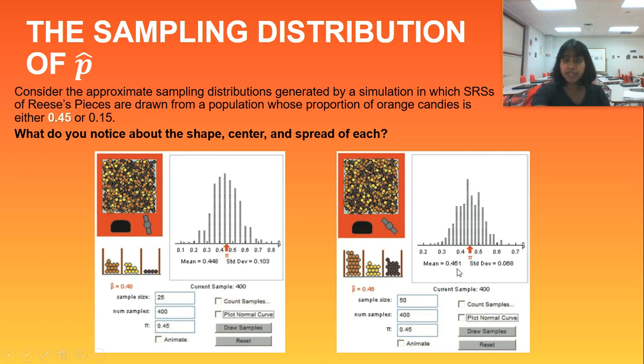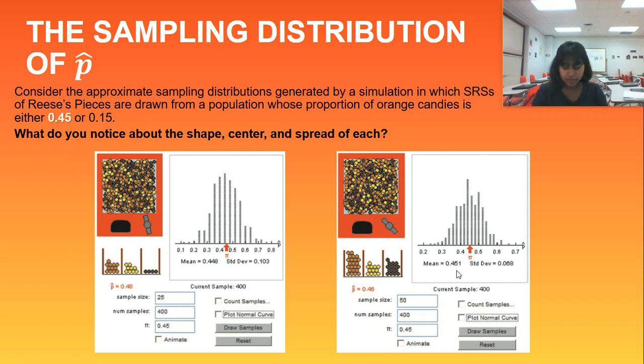Well, let's check out our mean. Our mean got even closer, from 0.448 compared to 0.450, to 0.451 compared to 0.450. Hey, look at that. We also see something else occurring. Look at your standard deviation when you have a sample size of 25. It's at 0.1. Look at your standard deviation when you increase your sample size.